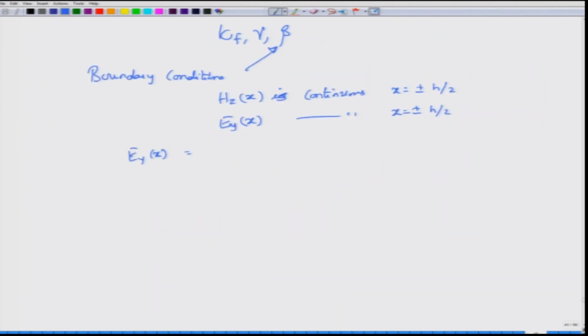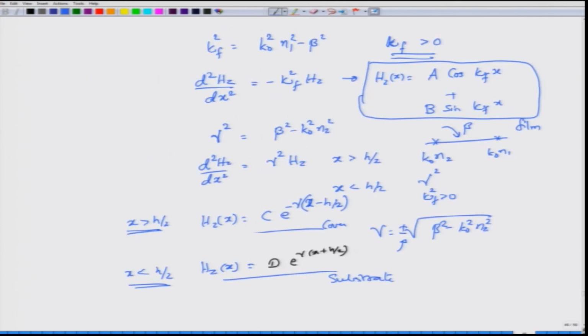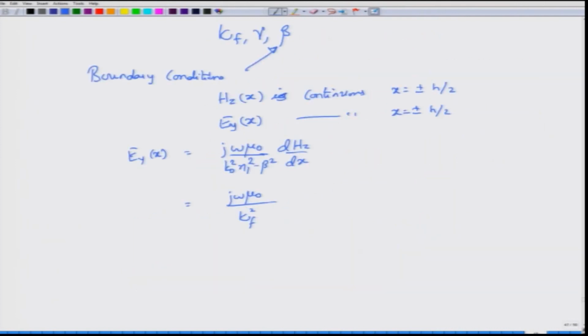So, if I write down Ey of x, that would be j omega mu naught divided by k0 square n1 square minus beta square, when I am writing this equation inside the film, and then you have dHz by dx. Okay. So, k0 square n1 square minus beta square is nothing but kappa square, and then dHz by dx inside the film will pull kappa f out and then convert cosine to sine and sine to cosine, just like the previous case.